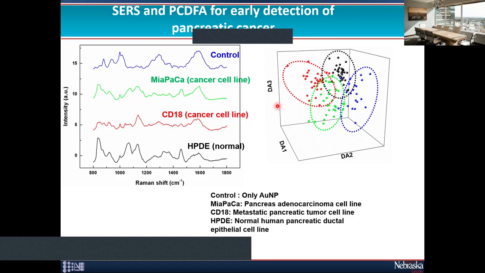That's why we use computation with machine learning to reduce it. There's one method called PCA, which basically reduces information to lower dimensions. For example, that's our human body.